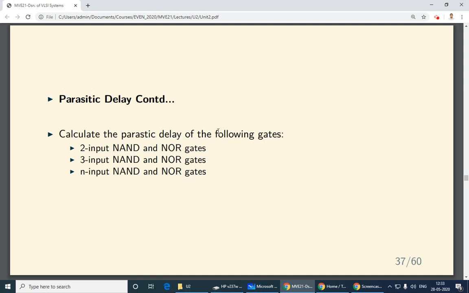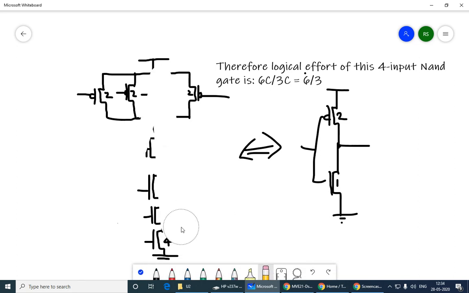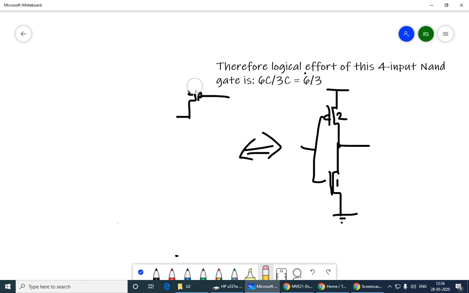It is very simple. Let us again do it for some gates. So let's take a 2 input NAND and a 3 input NOR gate, for example. Okay, so we'll erase the board, so let's redraw a 2 input NAND gate.